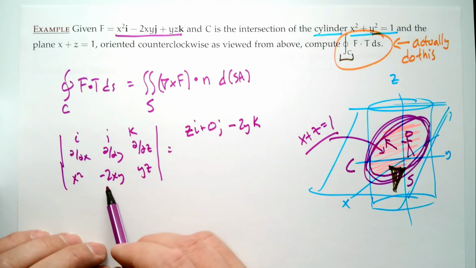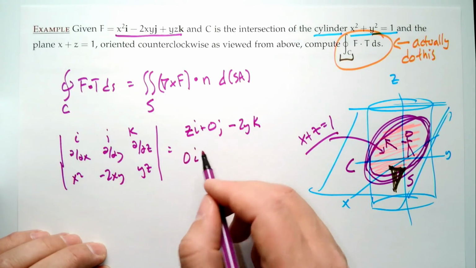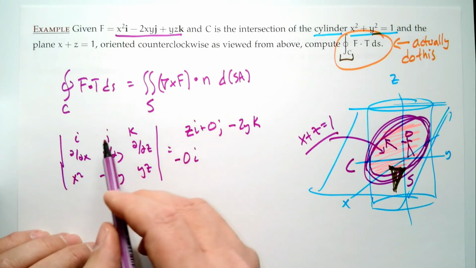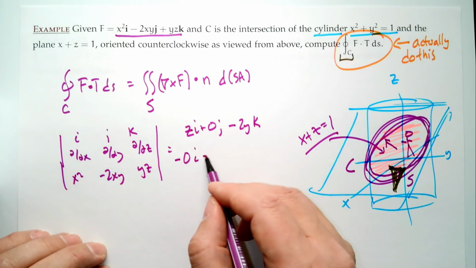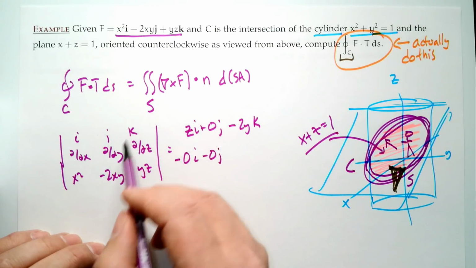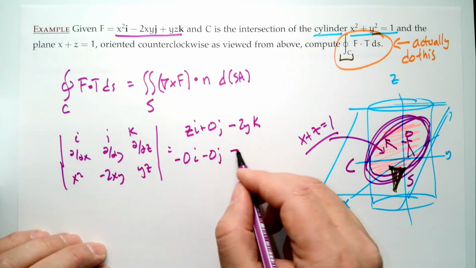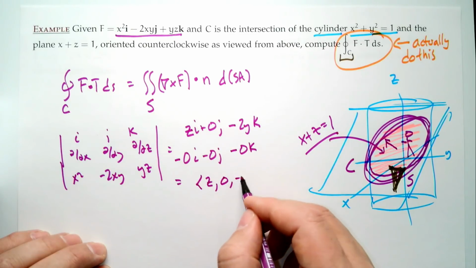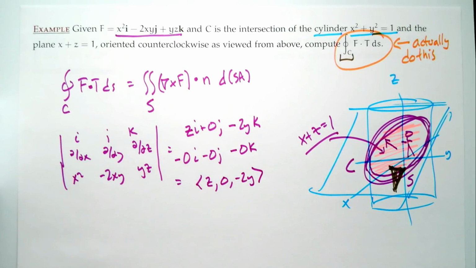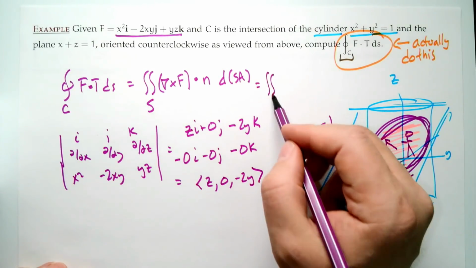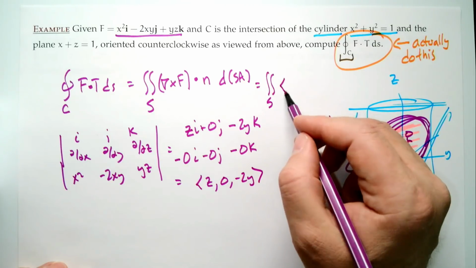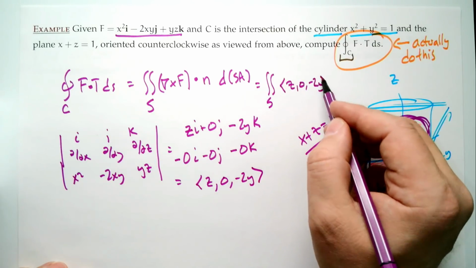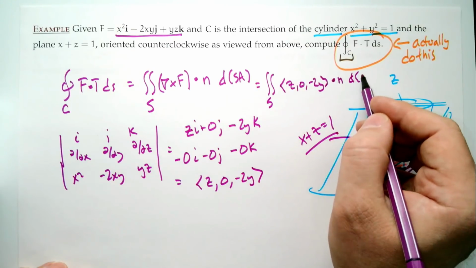i partial z of minus 2xy, nothing there, 0i, subtracted. j partial x of yz, nothing there. That's great. k partial y of x squared, nothing there. So we end up with z, 0, minus 2y. So that's the curl. So this is the integral over our surface of z, 0, minus 2y dot n dS.